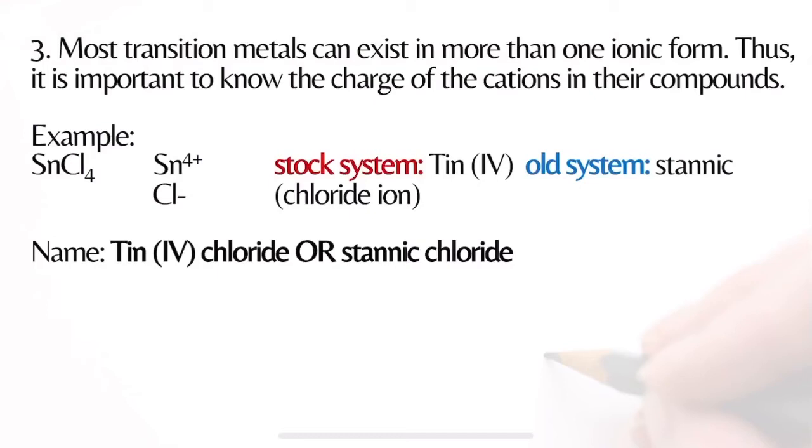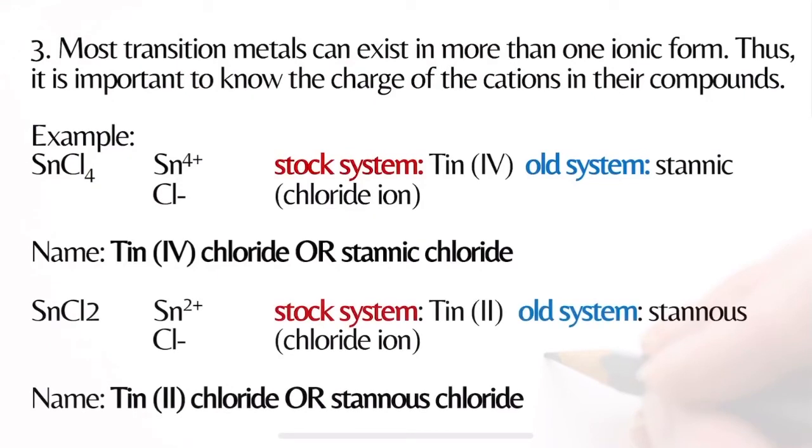Thus, it is important to know the charge of the cation in their compounds. For example, if you have SnCl4, you have Sn4+ and Cl-. So Sn4+ in the Stock system is tin(IV), while in the old system that is stannic, while Cl- is chloride ion. So therefore, we name SnCl4 as tin(IV) chloride or stannic chloride. Either of the two would be accepted.